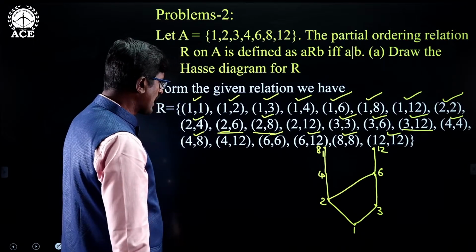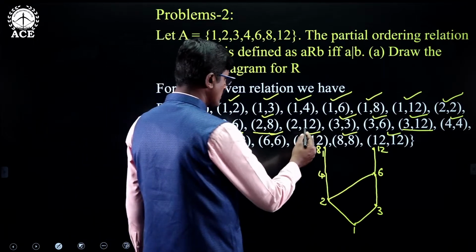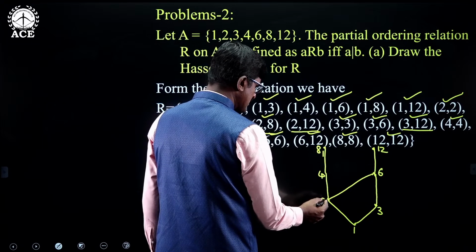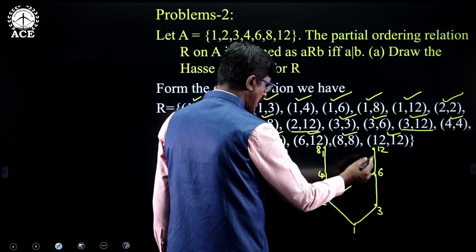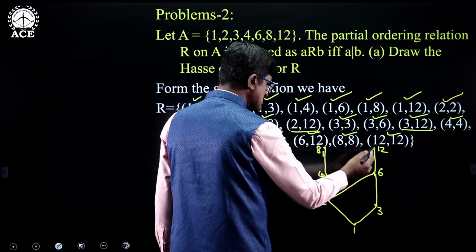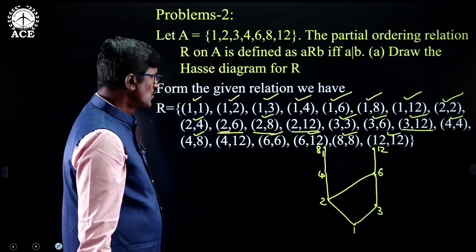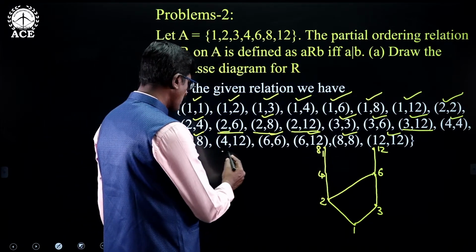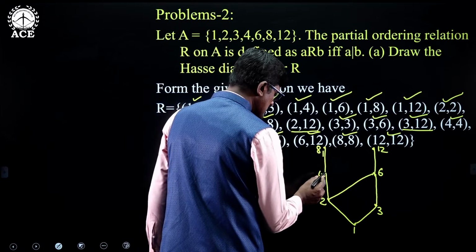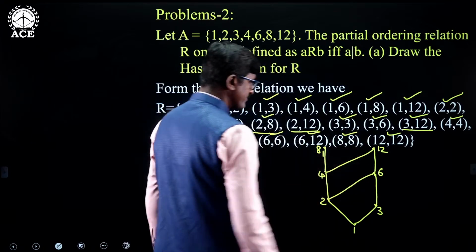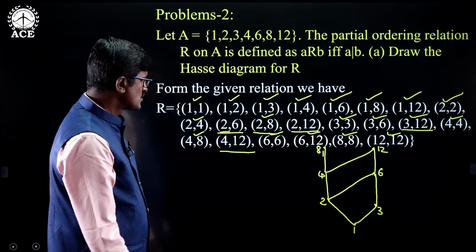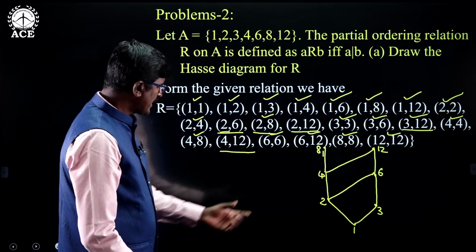Now 2 comma 12. So now look at this. There is a relation from 2 to 6 and 6 to 12. Therefore, there must be the relation from 2 to 12. Next 4 comma 12. So this is 4 comma 12. Next 6 comma 12.